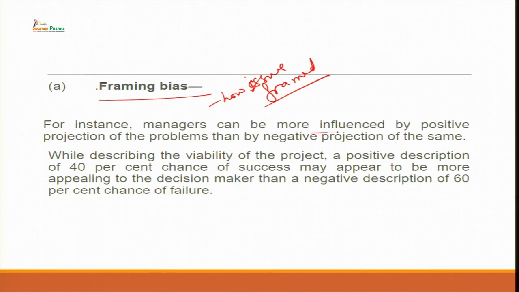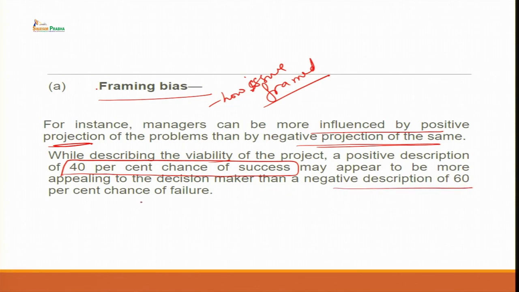For example, a manager can be more influenced by a positive projection of the same problem than by a negative projection of the same. So, how the problem has been framed in front of the manager is the framing bias. While describing the viability of a project, a positive description of 40% chance of success may appear more appealing to the decision maker than a negative description of 60% chance of failure. So, it will deter the decision maker from moving ahead with this decision.